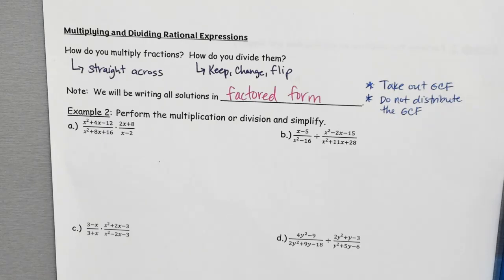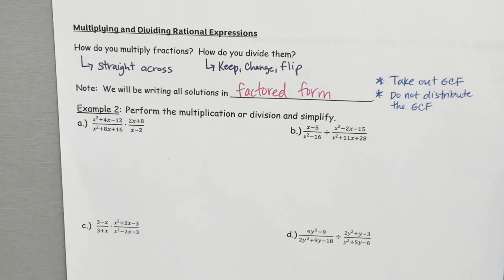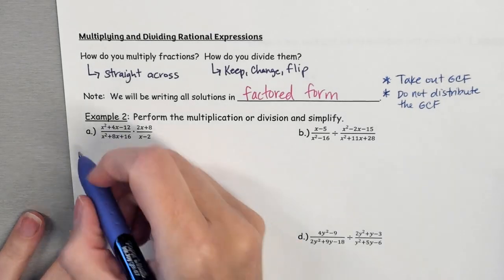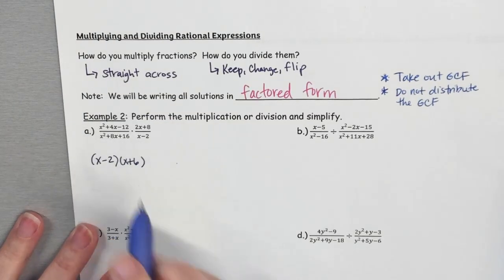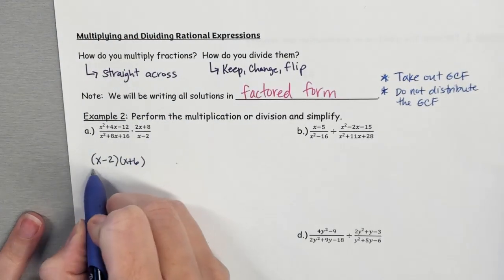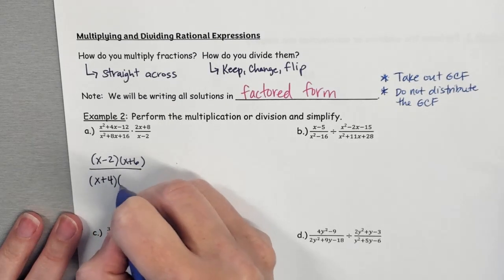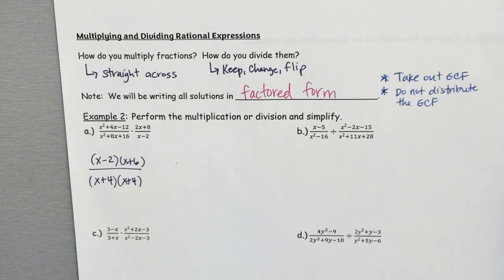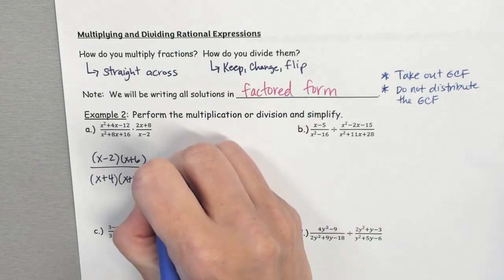All right, so when you are multiplying, you can divide anything out where you have the same number on the top and on the bottom. So when you factor this, we got x minus 2 times x plus 6 on the top. Negative 2 plus 6 is how you get the 4. On the bottom, this is x plus 4 times x plus 4. This is a special pattern. You can just write that out twice. And then did you remember to take out the GCF from 2x plus 8?